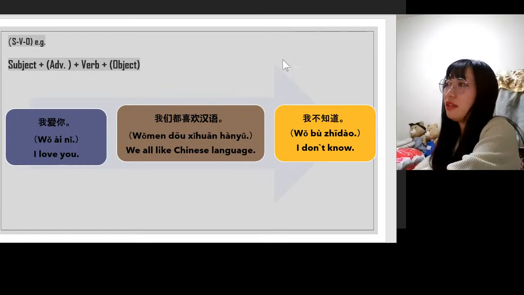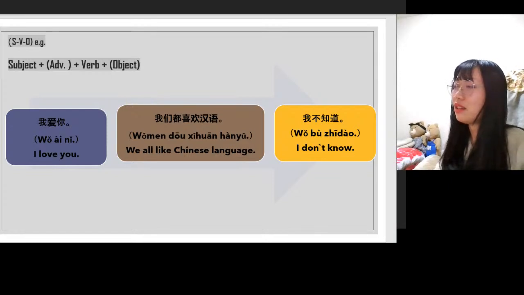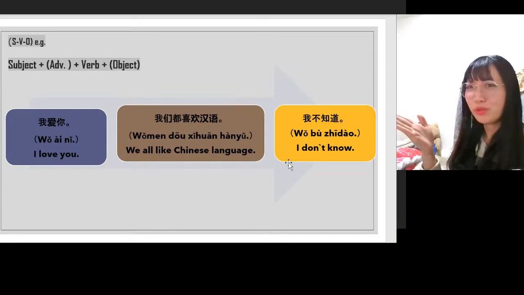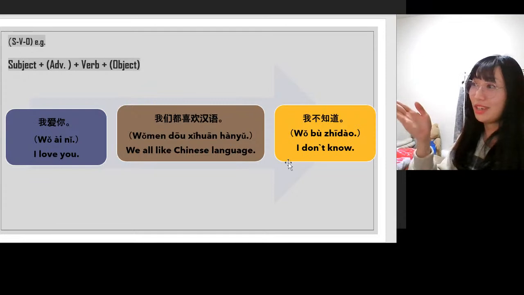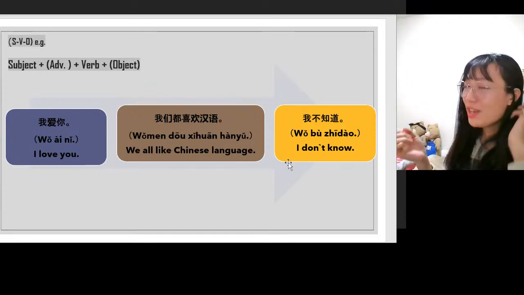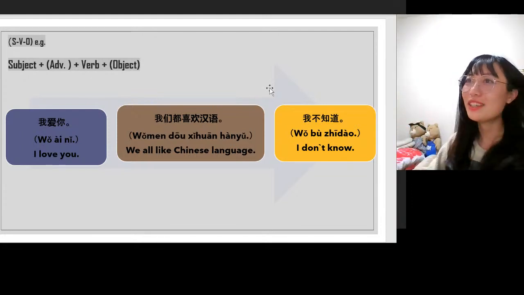Yeah. So I feel here in English you have do not, I don't know, but in Chinese we don't have something exactly like do. So we don't need the do in I don't know. You don't need to say it. So someone will ask me, where's do? So how do you say do in Chinese? Okay, I can tell you do in Chinese.